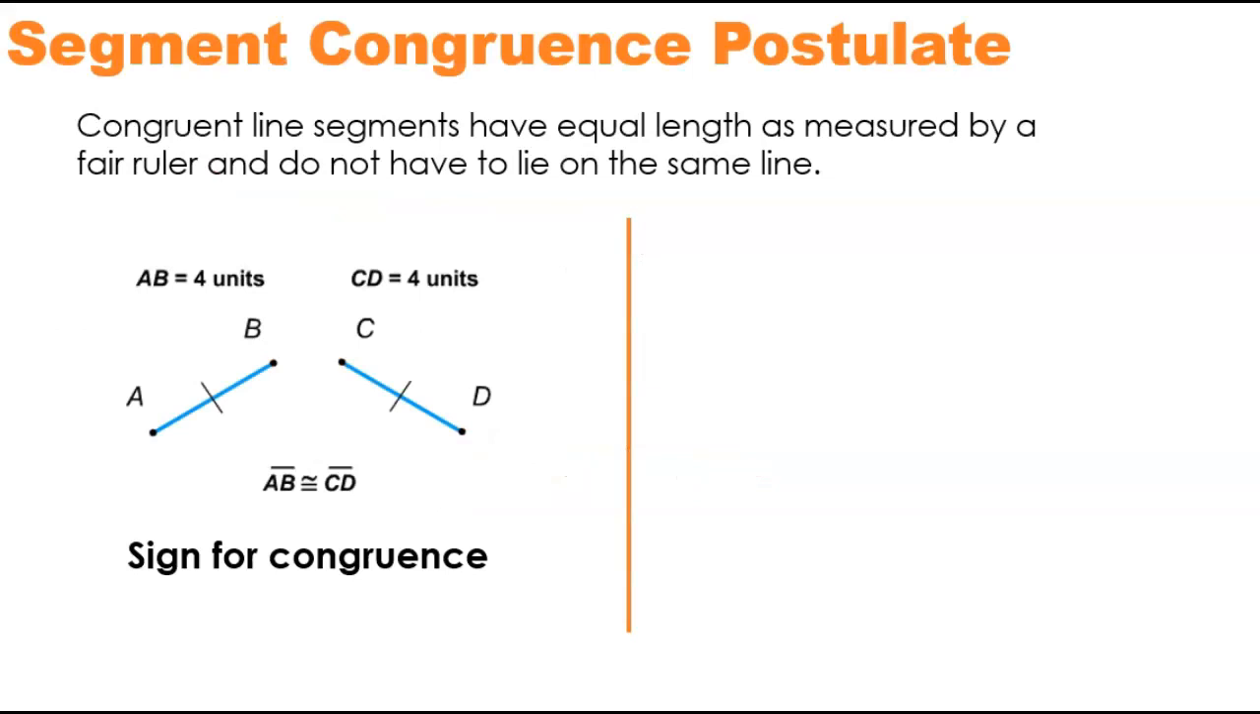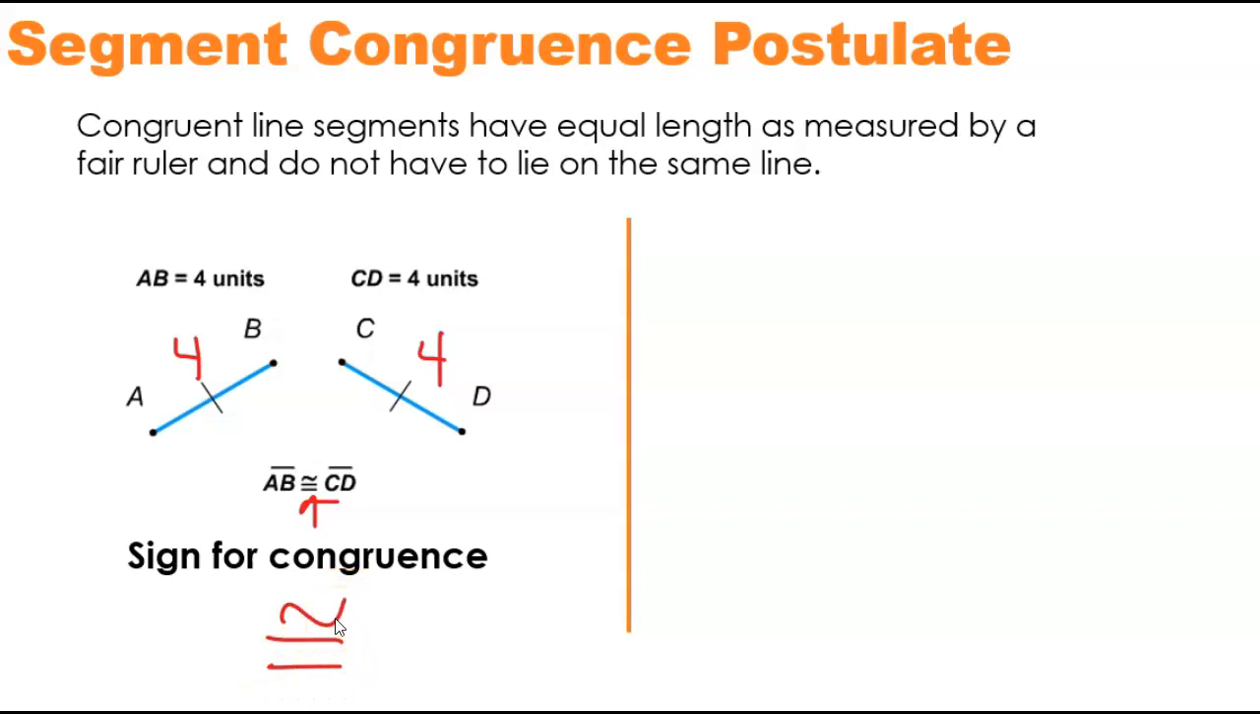Okay, so the segment congruence postulate, this basically says that if you have line segments that are equal in measure, they're congruent to each other. And they don't have to be on the same line to be congruent. So if AB is 4 and CD is 4, then those two line segments are congruent. Remember, congruent means equal, okay? And this sign right here is the symbol for congruence. It's an equal sign with a tilde.